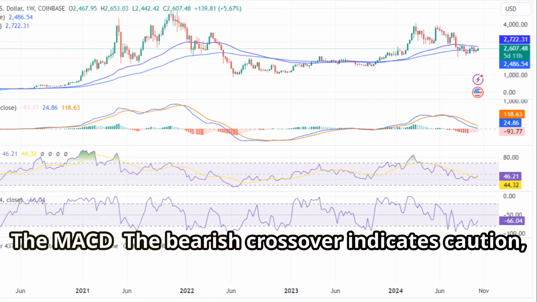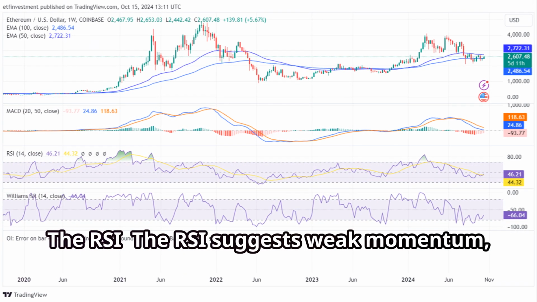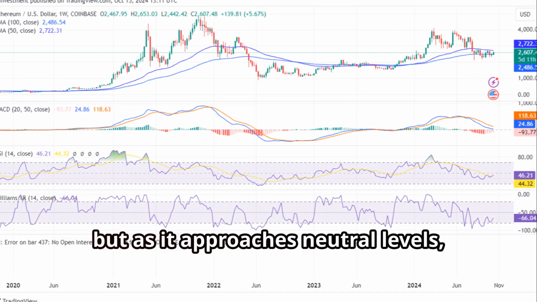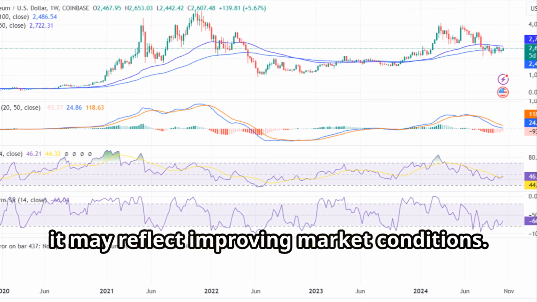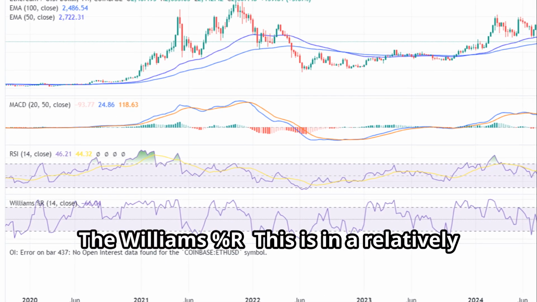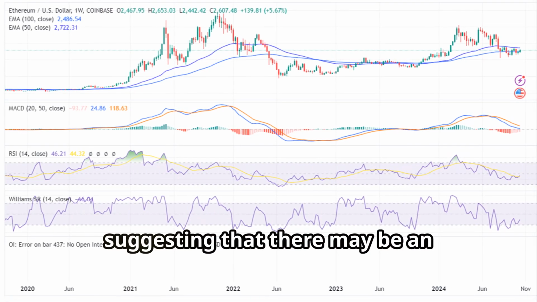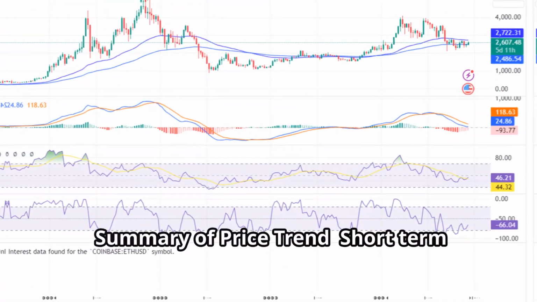The MACD. The bearish crossover indicates caution, though the momentum is not aggressively bearish. The RSI. The RSI suggests weak momentum, but as it approaches neutral levels, it may reflect improving market conditions. The Williams %R. This is in a relatively neutral to oversold state, suggesting that there may be an opportunity for a price reversal or upward movement.